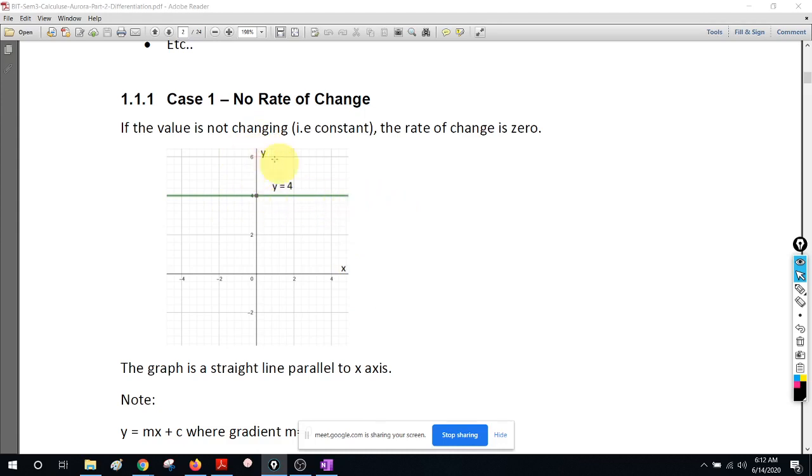Constant velocity. If this is time versus displacement, that means you are at 4 meter displacement, and you keep on staying at the 4 meter displacement. That means you are not moving. It's very important to understand these concepts, otherwise you don't appreciate them, actually you don't understand, right?